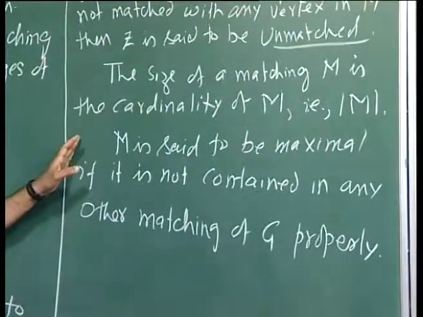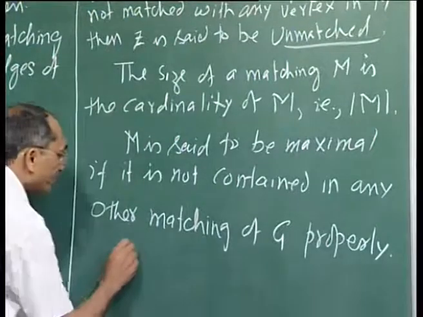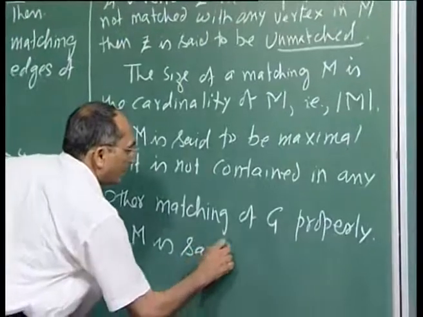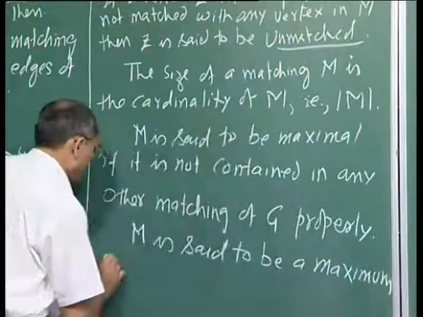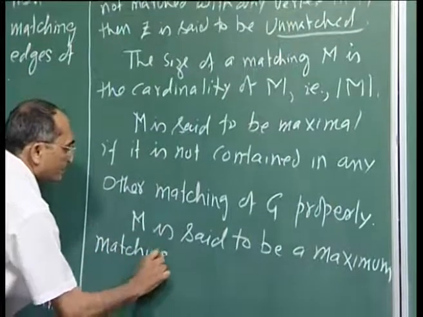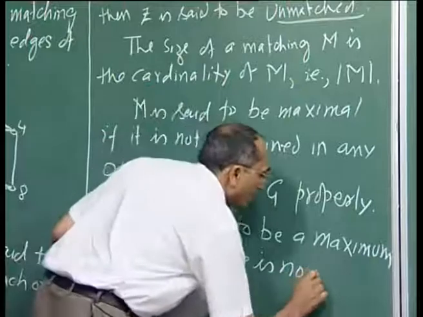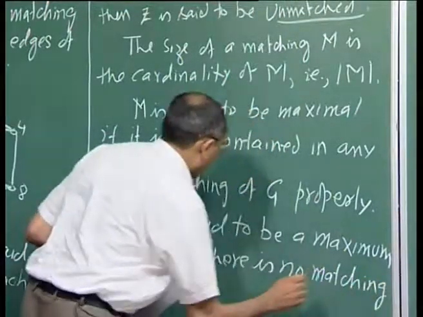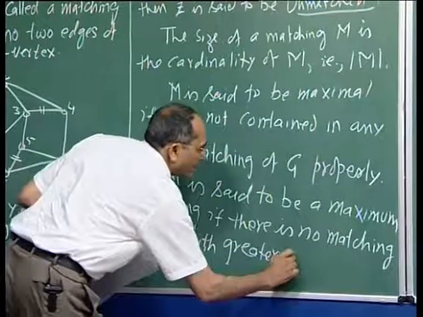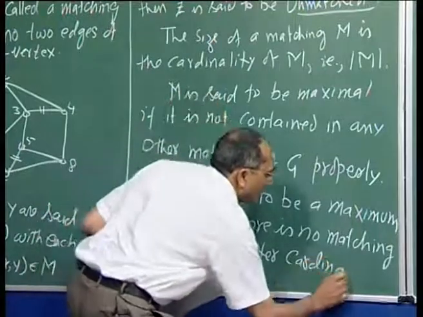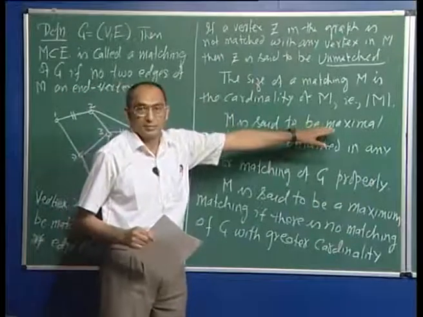Besides, a matching is said to be maximum if there is no matching with greater cardinality. M is said to be a maximum matching if there is no matching of G with greater size. Then it is obvious that every maximum matching is bound to be a maximal matching.